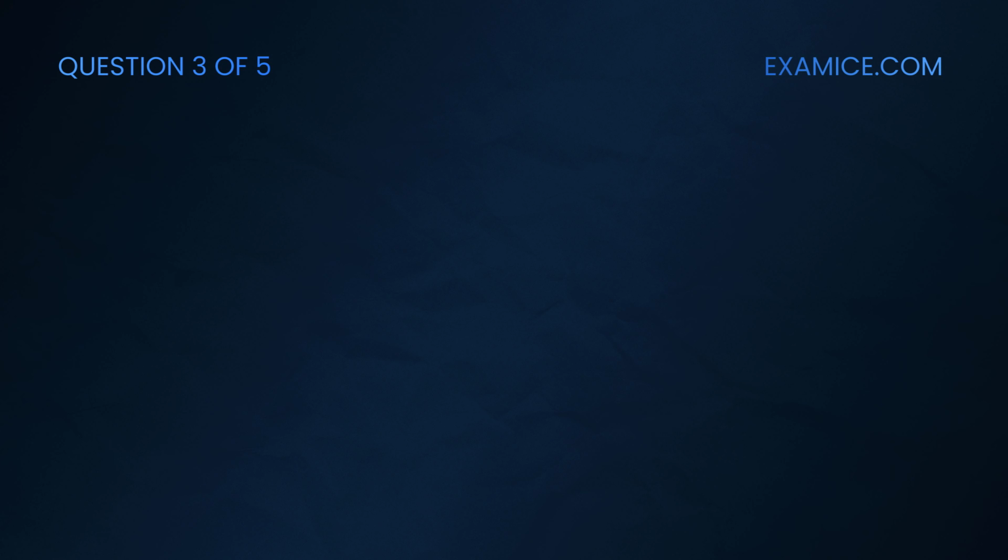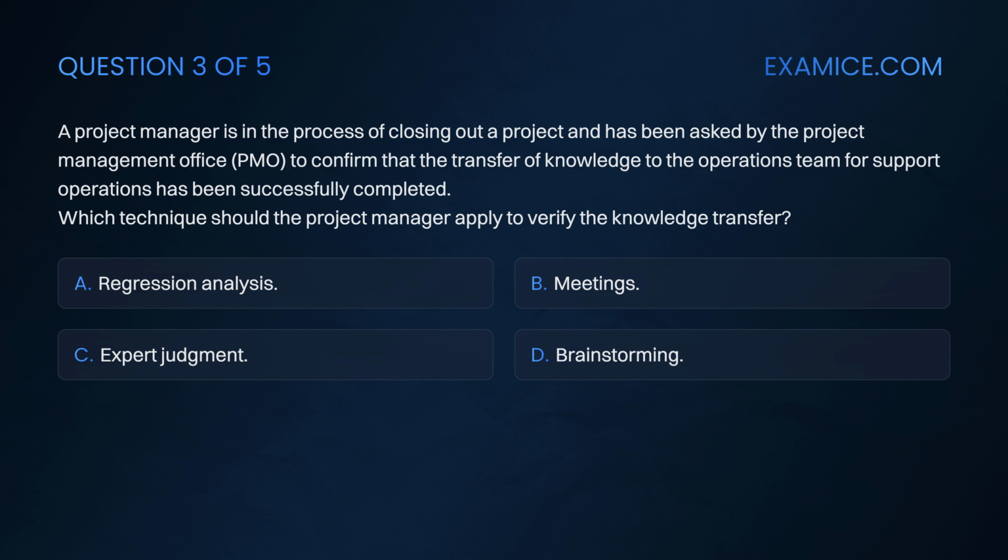Question 3. A project manager is in the process of closing out a project and has been asked by the project management office to confirm that the transfer of knowledge to the operations team for support operations has been successfully completed. Which technique should the project manager apply to verify the knowledge transfer? Option A, regression analysis. Option B, meetings. Option C, expert judgment. Option D, brainstorming.